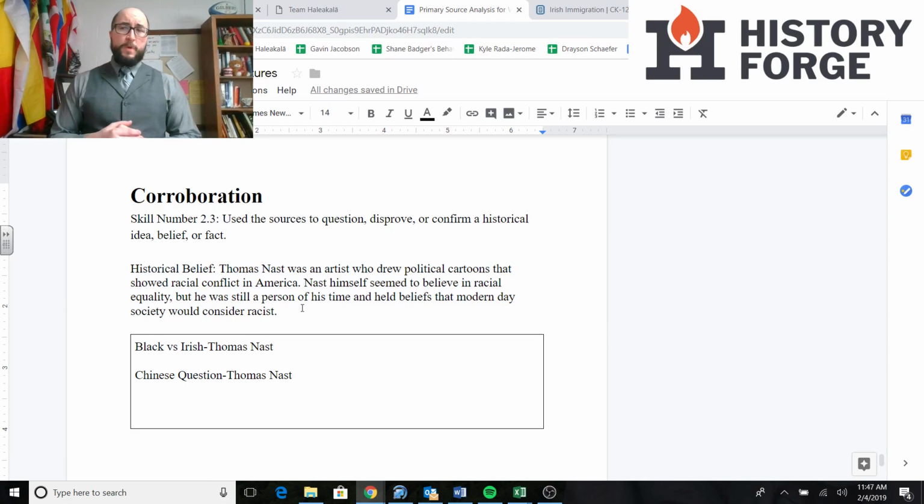So when we do these, we're looking at a couple primary sources. Corroboration means we're using at least two sources because we're going to try to play them off each other to gain a better understanding. Looking at this skill, we need to have a fact.